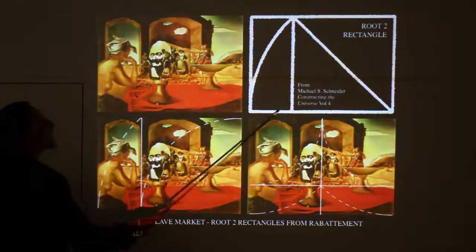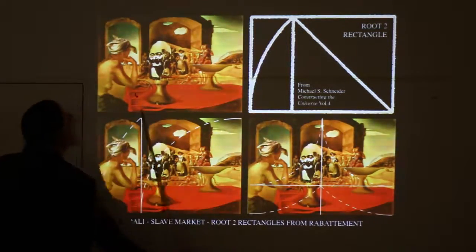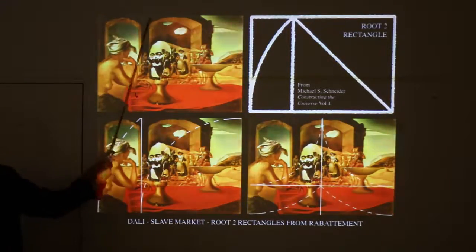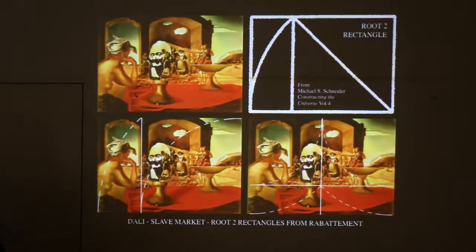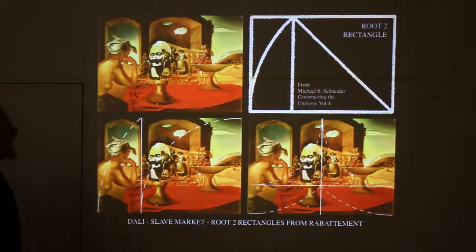He has taken a square, which again could be created through the rabattement, and then once he has his square, he draws the diagonal, brings it down, and once he does that, he gets his root 2 rectangle, which is the overall shape of this composition. He even draws an arc here to give us an indication of where the square ends.